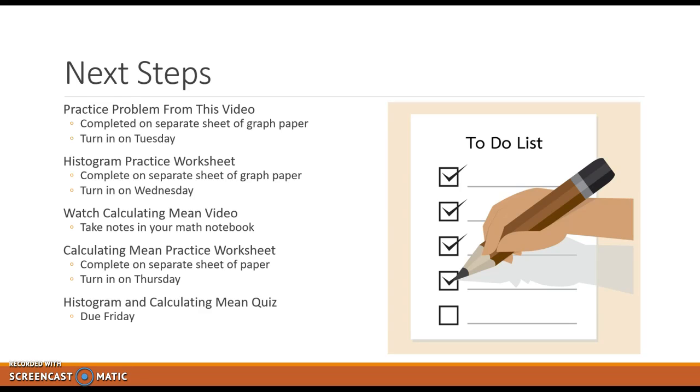There will also be a video on calculating mean that I'm going to put up in Google Classroom. You will need to take notes in your math notebook. Just a reminder, your notebooks are being checked next week, so remember this is graded. After you watch the video, you will need to complete the Calculating Mean worksheet from Google Classroom. This is also going to be done on a separate sheet of paper, and this is due on Thursday.